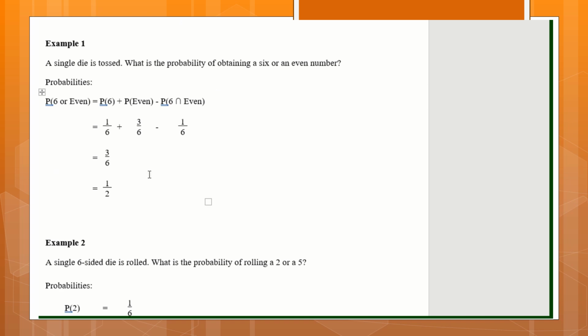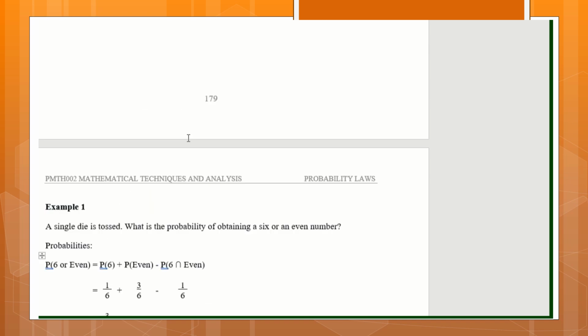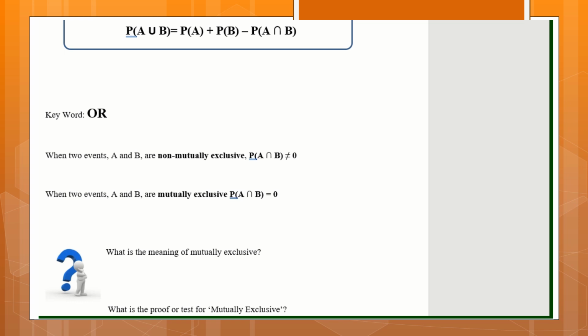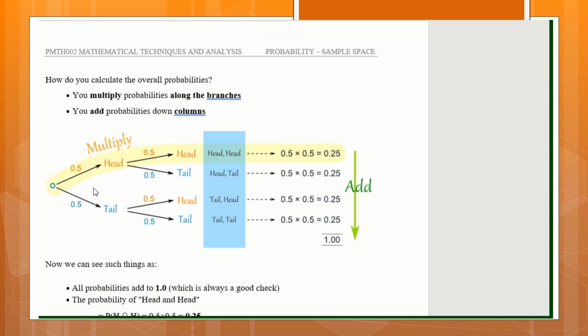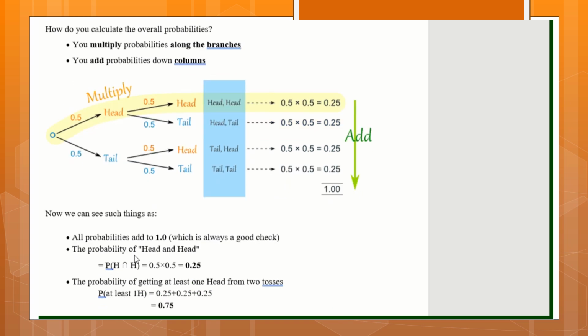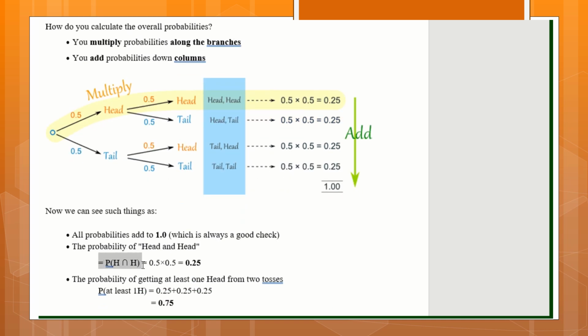Just like this. How did I get 1/6? 6 and even. When a single die is tossed, what's the probability of getting 6 and even? These two are dependent. If it's 6, then it is even. All right, basically this was what I was looking for. So what is the probability of getting a head and a head? 0.5 times 0.5, right? So a head and a head is H intersect H, so that's how you get it. You have done this before.